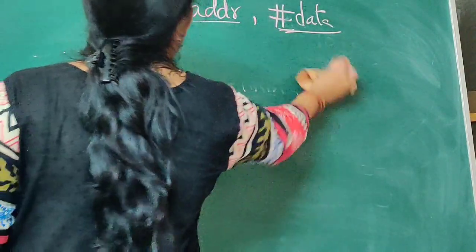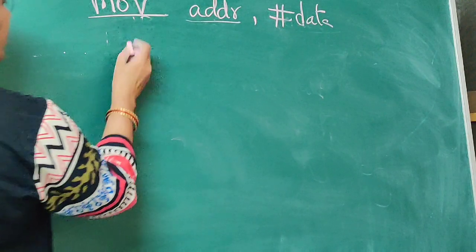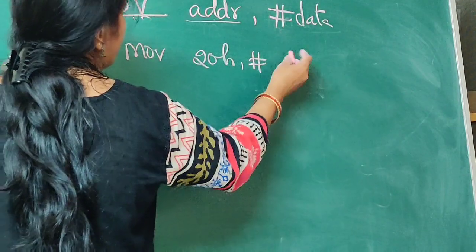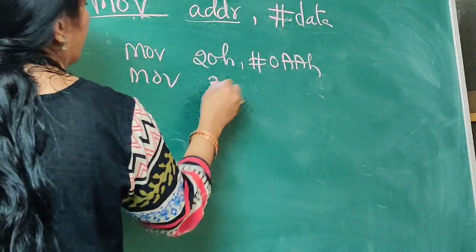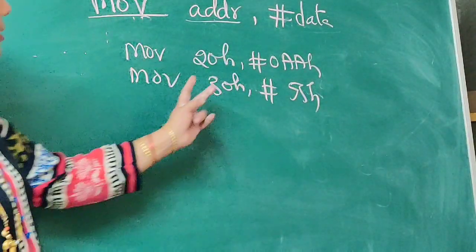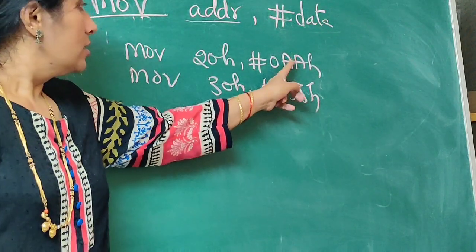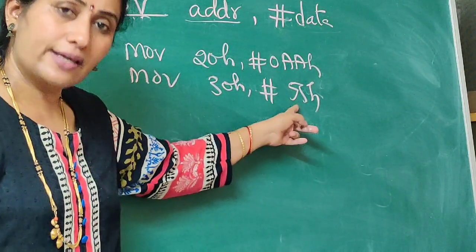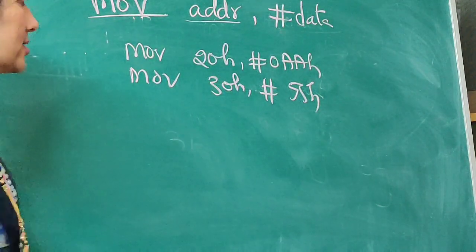going to be the information about move address comma hash data. You can see over here move one example program ಬರಲಿರ್ತೀನಿ 20 hex comma hash 0 AA hex. Move 30 hex comma hash 55 hex. So what is this? What's the meaning? The meaning is the first instruction AA hex is a immediate data. That data will become the content of 20 hex memory location. Second one again another 55 hex is a immediate data. It will become the content of the destination address, that is 30 hex. This is going to be the meaning.